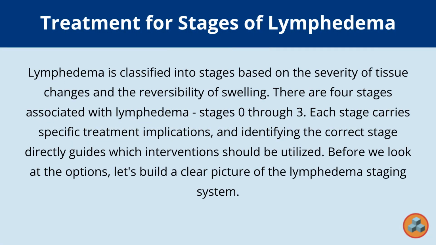Lymphedema is classified into stages based on the severity of tissue changes and the reversibility of swelling. There are 4 stages associated with lymphedema, stages 0 through 3. Each stage carries specific treatment implications, and identifying the correct stage directly guides which interventions should be utilized. Before we look at the options, let's build a clear picture of the lymphedema staging system.